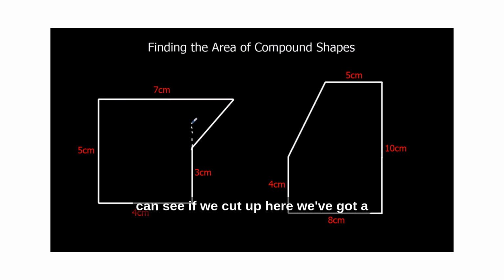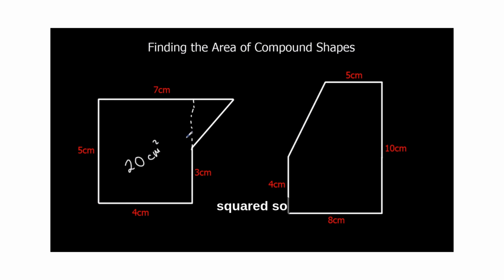You can see if we cut up here, we've got a rectangle and we've got a triangle, and we can work out the area of those. So that should be all we need. Let's look at the rectangle. So we've got 5 is the height and the width is 4. So the area of the rectangle is 5 times 4, which is 20 centimeters squared.